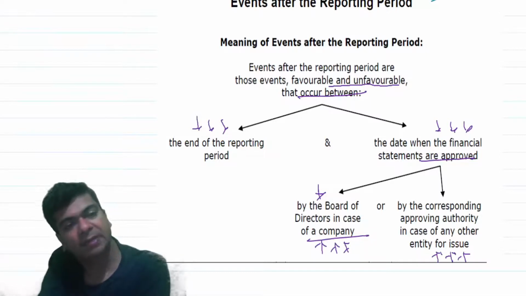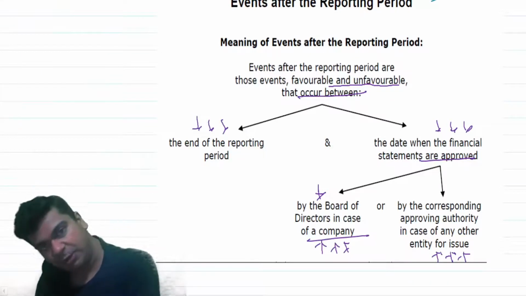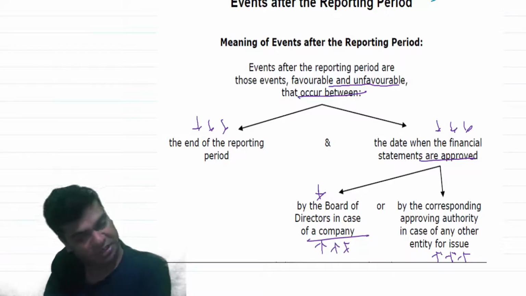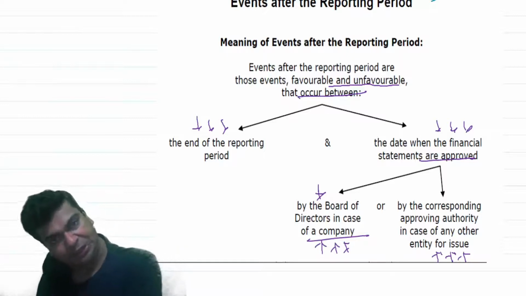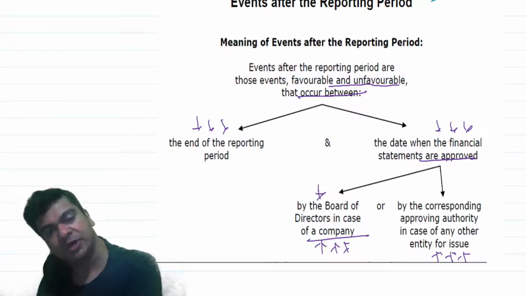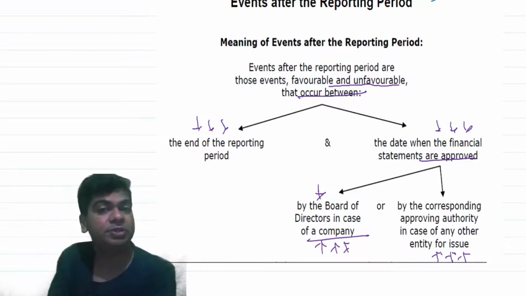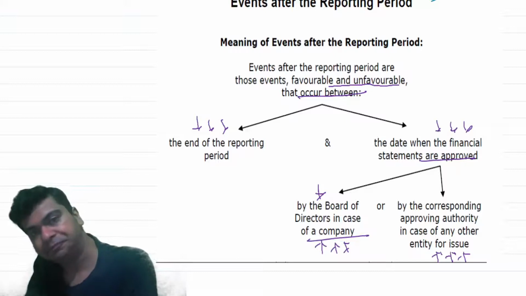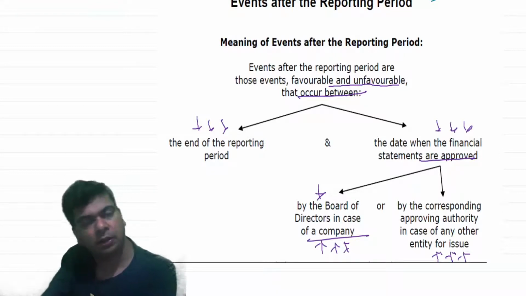Very quickly, what do you mean by an event occurring after the reporting period? It is an event, it can be a favorable event, it can even be an unfavorable event, which is occurring between the end of the reporting period and the date when the financial statements are approved. When can we say that the financial statements are approved? When it is approved by the board of directors in case of a company or any other competent authority for any other entity. Many times companies also have what is known as a supervisory board. You know, you have these directors, you have executive directors, and then you have non-executive directors, you have independent directors, right?